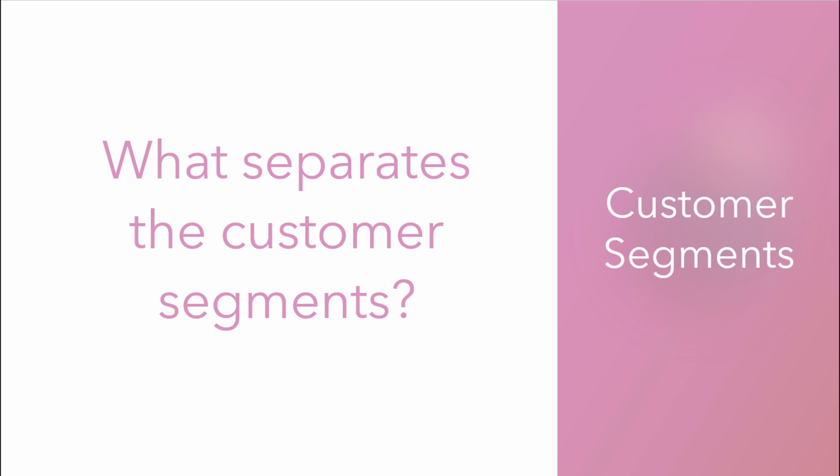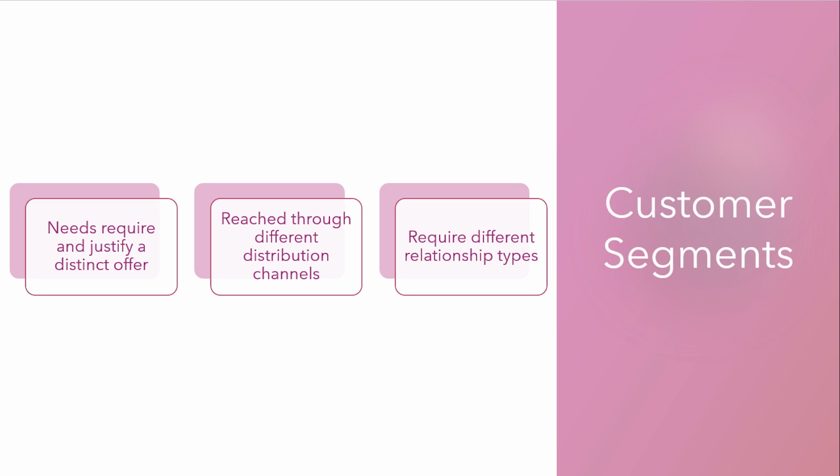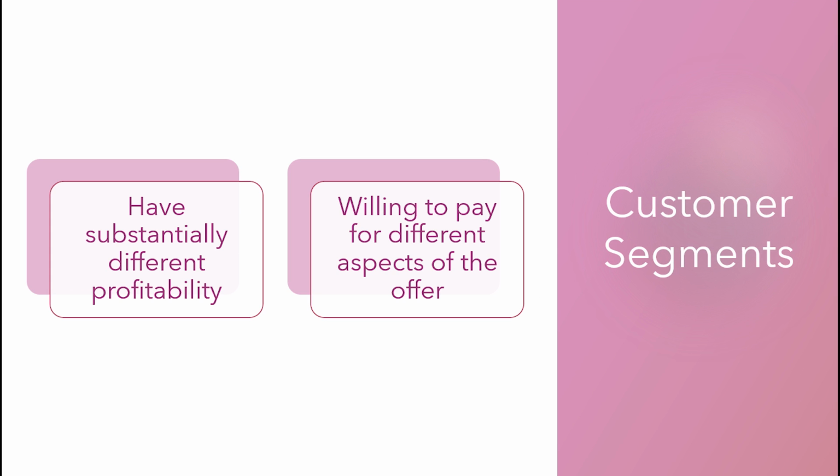Now, once this decision is made, a business model can be carefully designed around a strong understanding of specific customer needs. So we're going to figure out how customer groups represent separate segments. This can happen if their needs require and justify a distinct offer, if they are reached through different distribution channels, if they require different types of relationships, if they have substantially different profitabilities, and if they are willing to pay for different aspects of the offer. And so when you're looking at customer segments, you're going to want to think about who we are creating the value for and who our most important customers are.